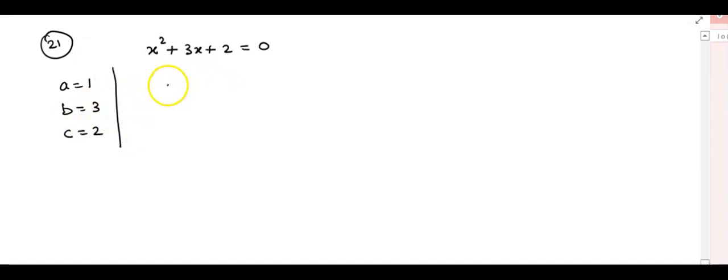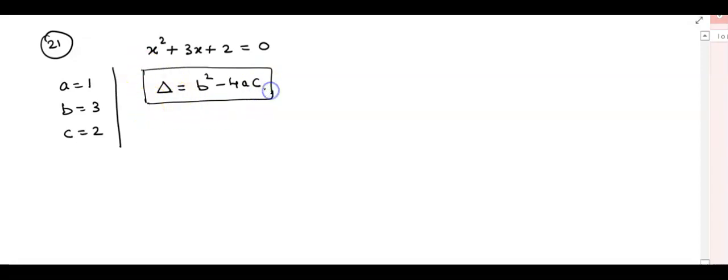We know that to find the discriminant, D is equal to b square minus 4ac. Sometimes we also write this as delta. Delta means discriminant. You can write D or delta, both are one and the same. No need to worry. I'll take delta here. So delta is equal to b square minus 4ac.